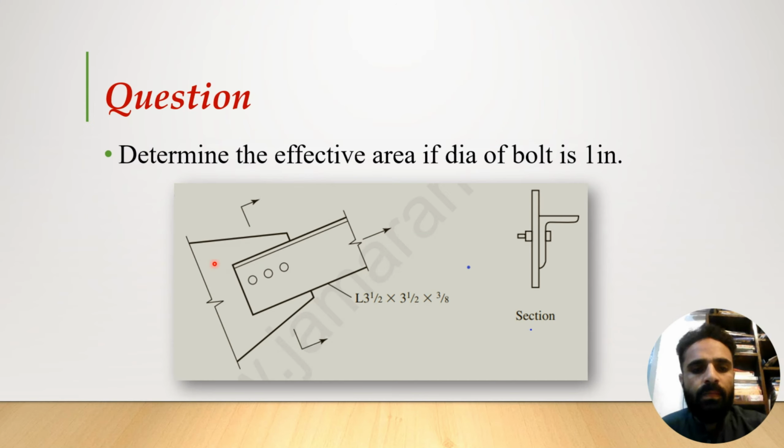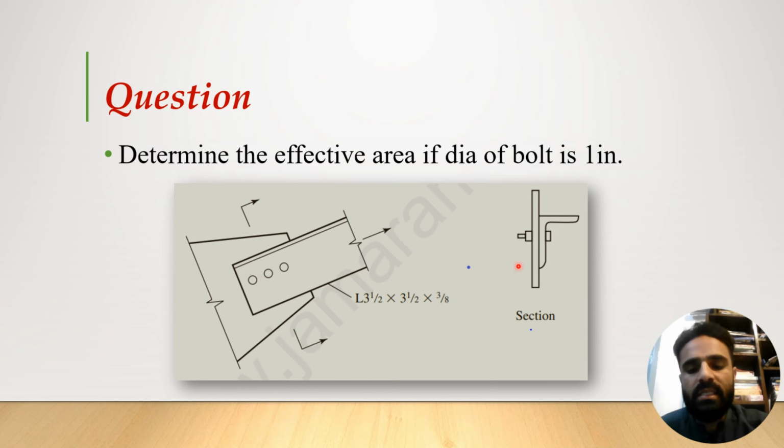Here is a question: determine the effective area if the diameter of the bolt is 1 inch. Remember this. Here 3 bolts are used. This is a gusset plate, and this leg angle section is connected through 3 bolts. It's not a welded connection. From this we will know the connection type. This is a bolted connection.